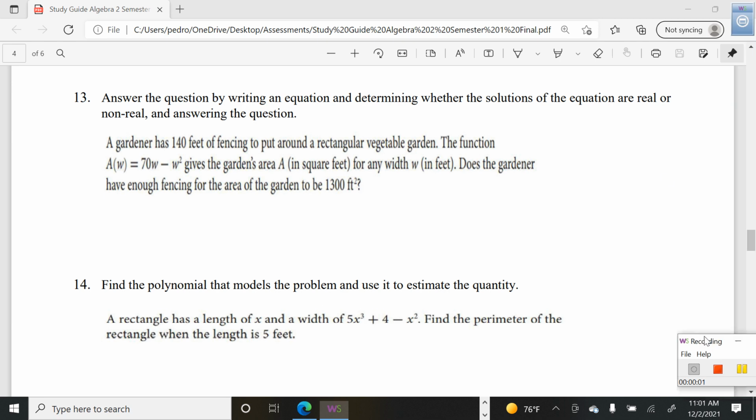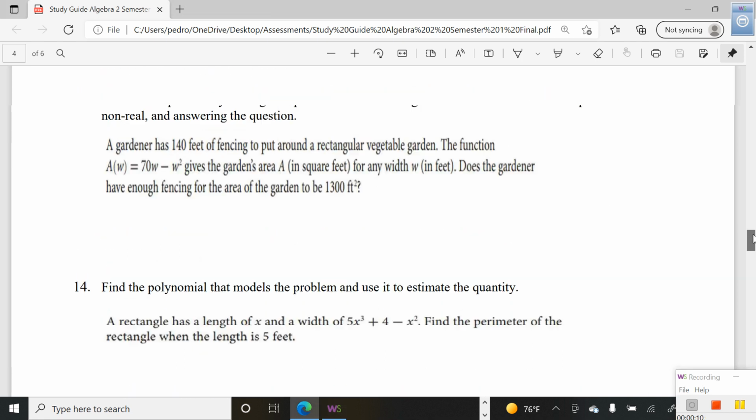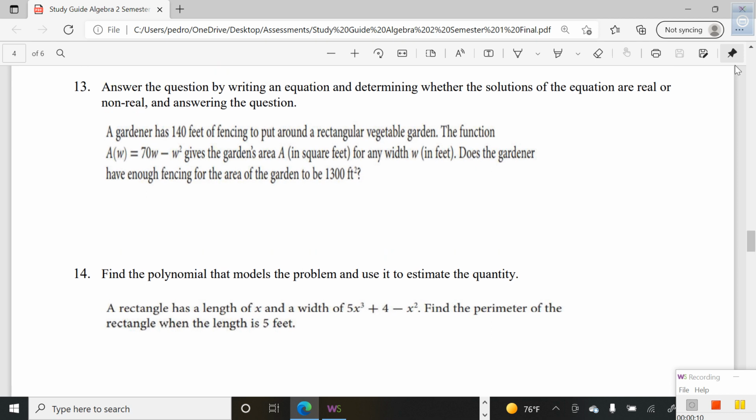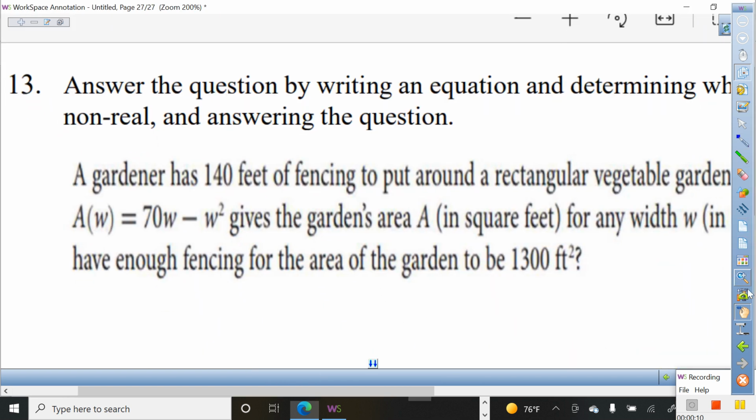So once again, if you notice, we don't have a warm-up today. We're going to go straight into our study guide. We're going to continue on number 13. We're going to go out of our study guide for this one. Here we go. Let me zoom out.